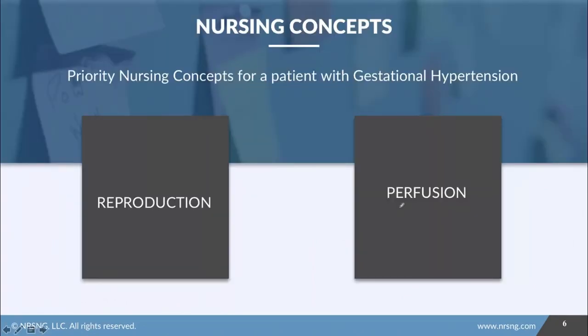The nursing concepts for a patient with gestational hypertension are reproduction, because gestational hypertension is caused by the reproduction. And always remember there's a second life at stake. So it's important to control the blood pressure not only for mom, but for the fetus too. Perfusion is our other concept, because we are concerned with the high blood pressure and the organs, including the placenta. That's our big important organ right now, and we're concerned with it not getting perfused the way it should.